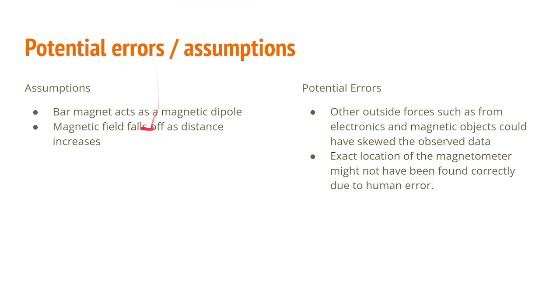The potential errors and assumptions we have to make: the assumptions were that the bar magnet acts as a magnetic dipole and that the magnetic field falls off as distance increases. The potential errors, or where the errors could have come from, were a lot of other outside forces, such as other electronics like our phones, or magnetic objects like computers, that could have skewed our observed data. Also, the exact location of the magnetometer in the phone might not have been found correctly due to human error, which might have caused the difference between observation and the computational.